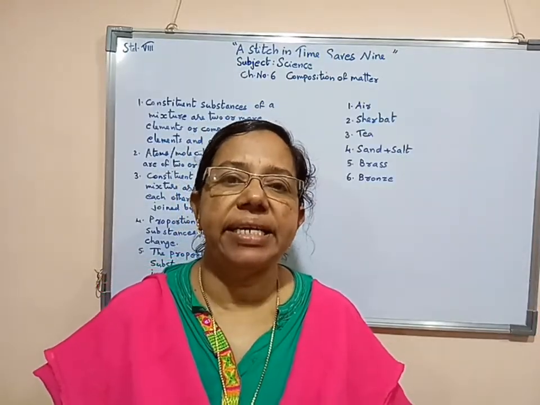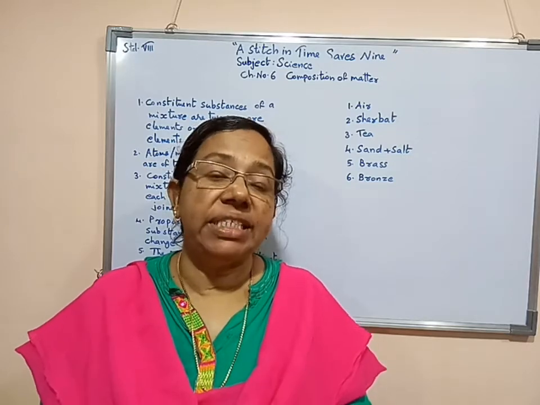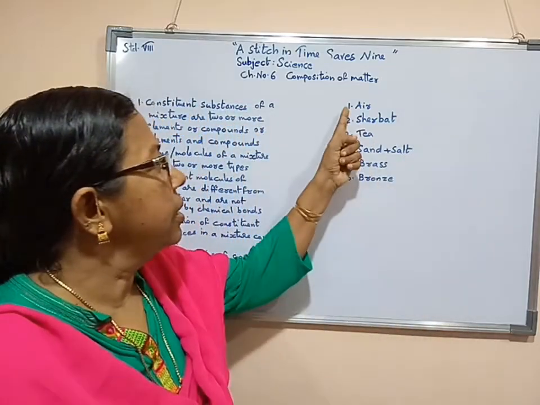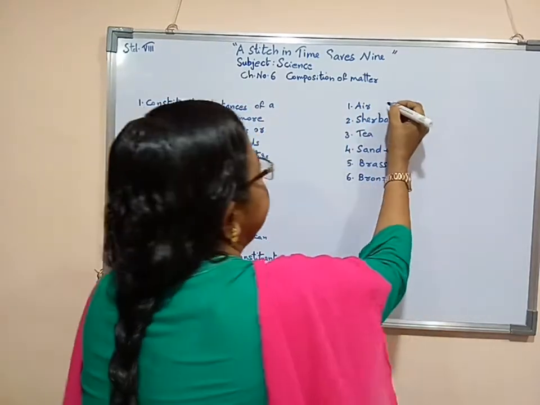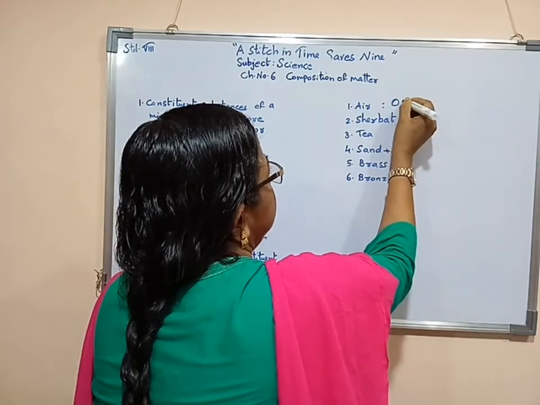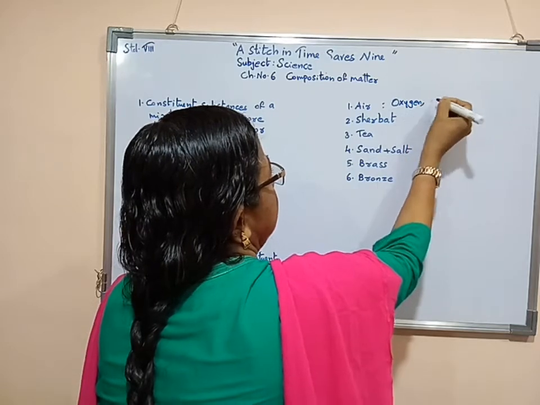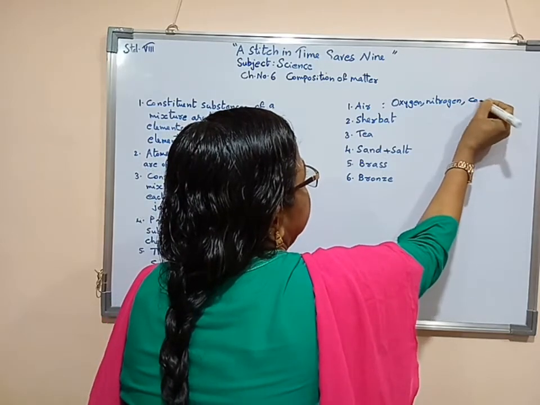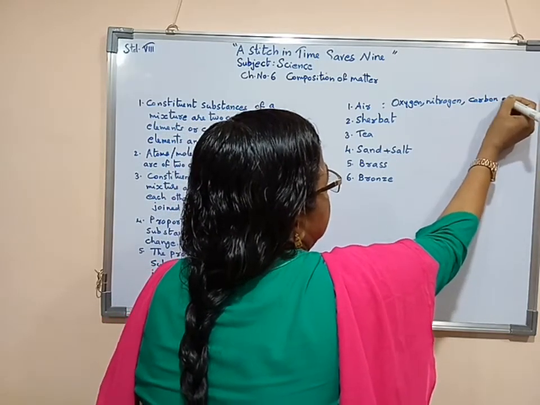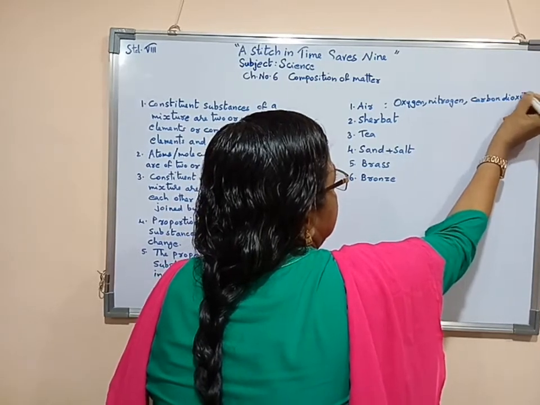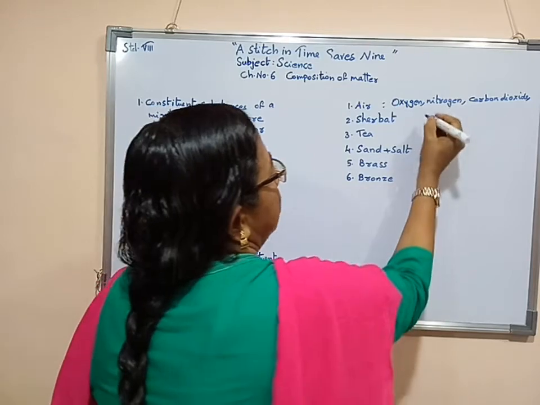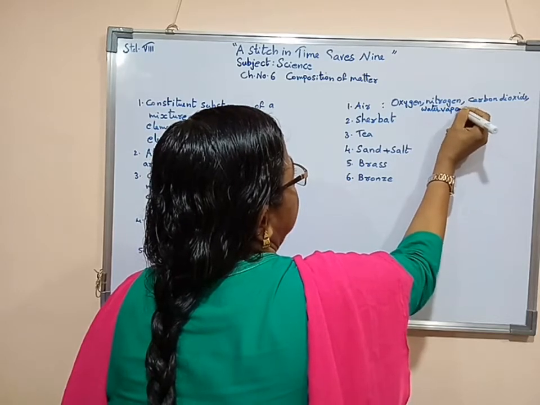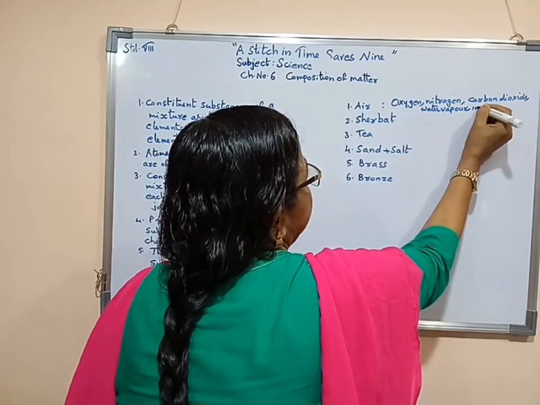Now we will study the characteristics of a mixture. Before studying the characteristics of a mixture, we will learn a few examples of mixtures. Here, air is a mixture of oxygen, nitrogen, carbon dioxide, water vapor, and even inert gases.